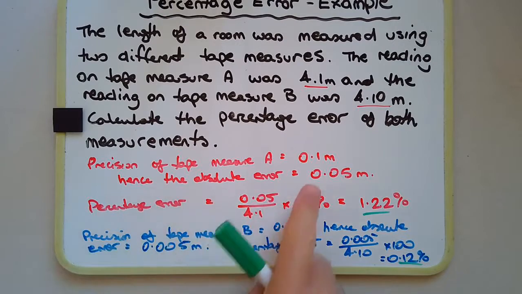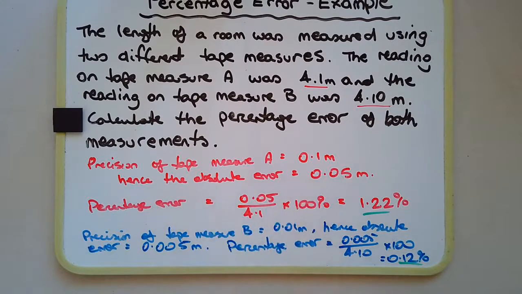Tape measure A, by the way, is measuring in steps of 0.1 meters, so it measures correct to the nearest 10 centimeters. That in itself would probably imply it is maybe not the most appropriate, but we're measuring 4.1 meters, which is fairly long. It's a long enough length that it's arguable whether that's accurate or not. But most certainly, for this application, tape measure B would be accurate enough, I would say.